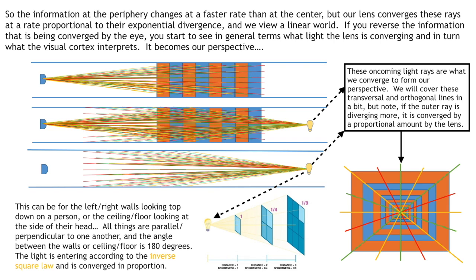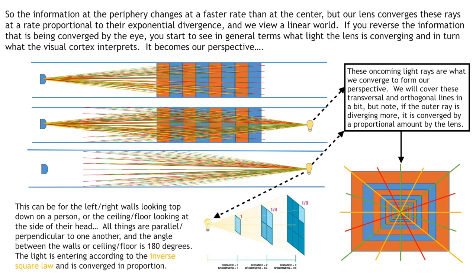If you reverse the information that is being converged by the eye, you start to see in general terms what light the lens is converging, and in turn what the visual cortex interprets. And this becomes our perspective. So again, in the top view here, this is the light rays extending off that we are converging through our lens in order to converge them at a focal point behind our lens, and then focus that onto our retina.